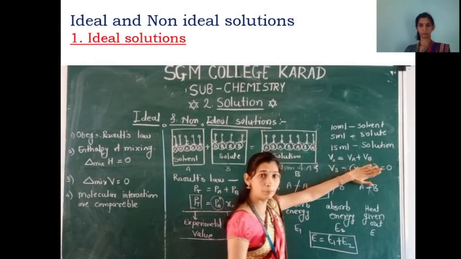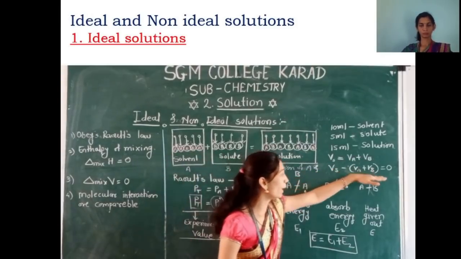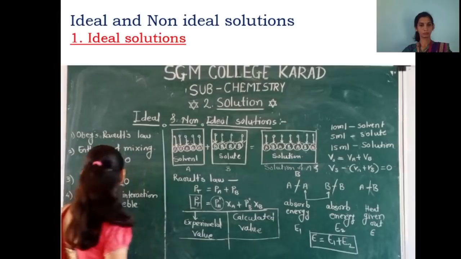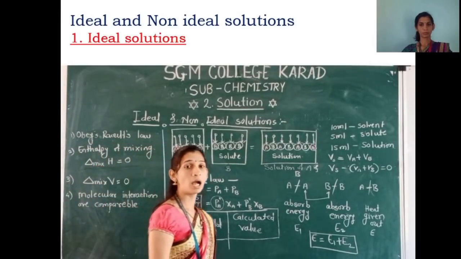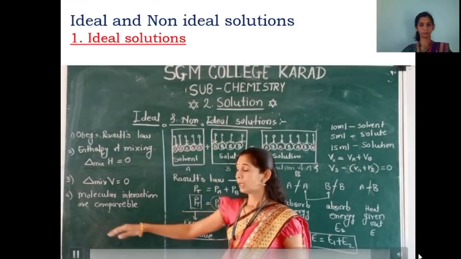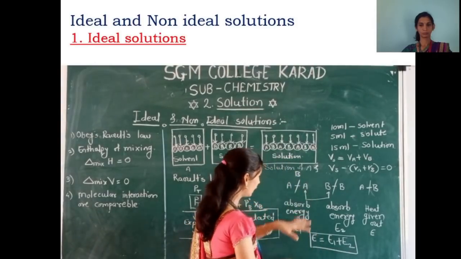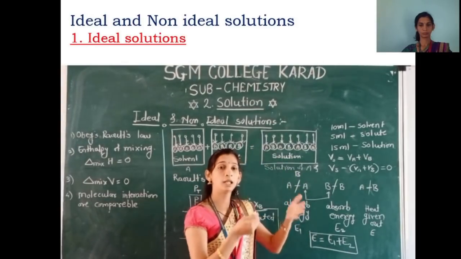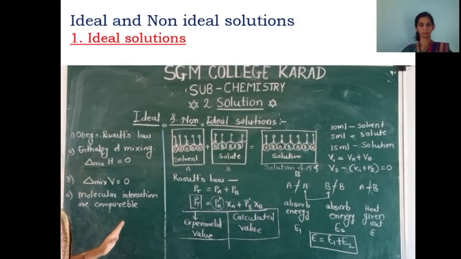10 plus 5 is 15. 15 minus 15 is equal to 0. If the value of delta mixing volume is 0, then that solution is our ideal solution. And the last part: from this we understand the energy required for bonding each other or releasing the bond. The molecular interaction is comparable.